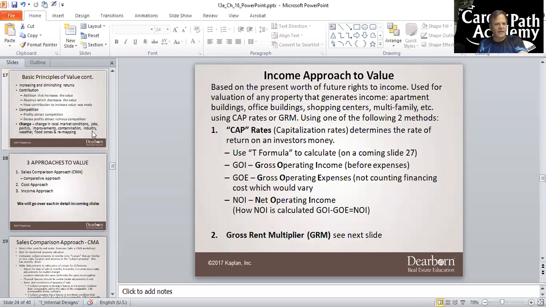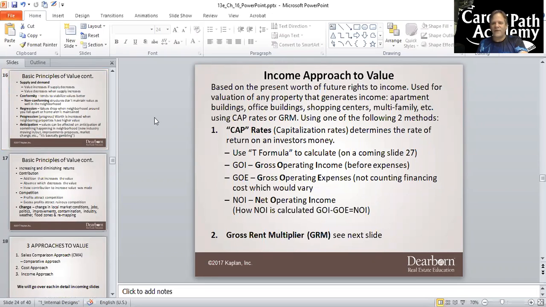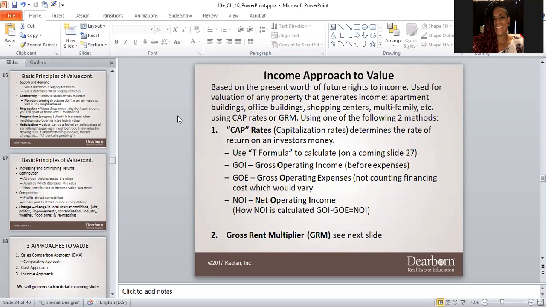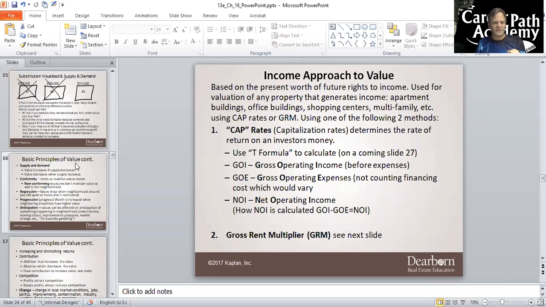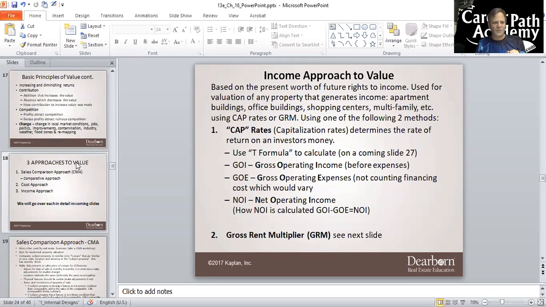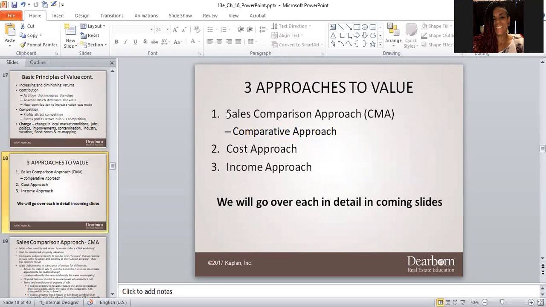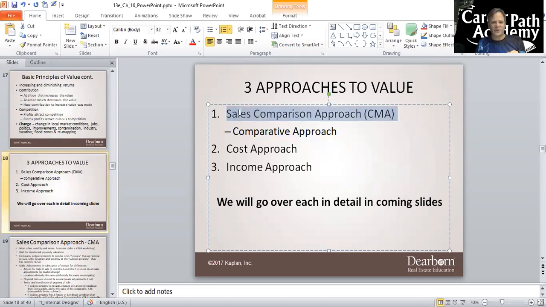Let's just do that quick breakdown. So far, what are the three approaches to value? Which approach to value is most often used by real estate agents? CMA, the sales comparison approach. Which approach to value is used to determine the value of special purpose buildings like churches, public buildings that don't have comparables or don't generate income in the normal fashion? Cost approach.